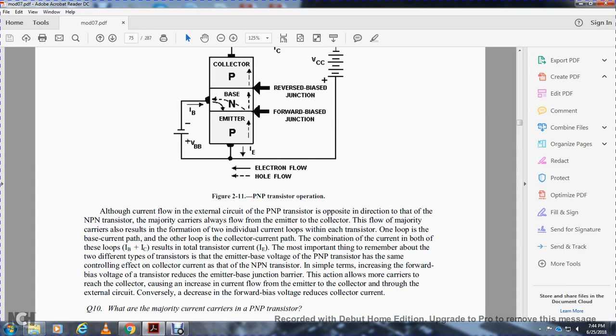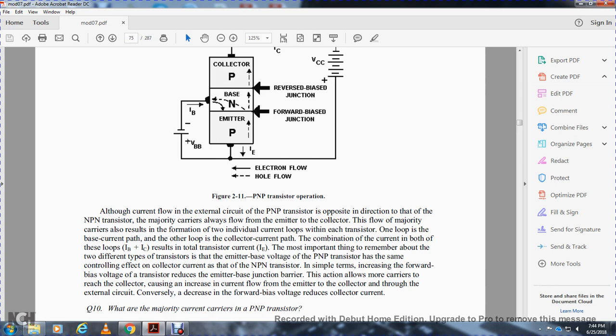Although the current flow in the external circuit of the positive, negative, positive transistor is in the opposite direction of that of the negative, positive, negative transistor, the majority carriers allow flow from the emitter to the collector. The flow of the majority carriers results in two individual current loops within each transistor: one loop for the base current path and one loop for the collector current path. The combination of both of these gives amps of the base plus amps of the collector, resulting in the total transistor current.